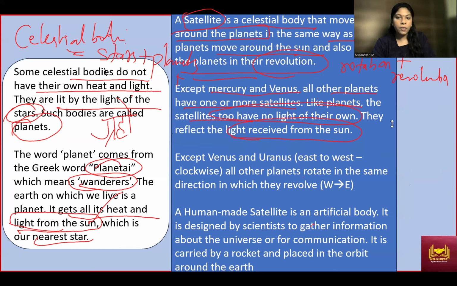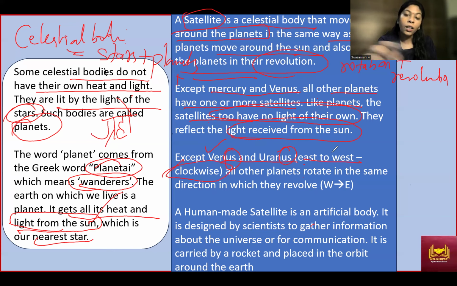Except Venus and Uranus, this is another important point, which rotate clockwise. There are 8 planets, no? Of those, the two planets Venus and Uranus rotate in the clockwise direction, that is from east to west. All the other planets, including our Earth, rotate in the anti-clockwise direction, that is from west to east. This is another important point, anti-clockwise.